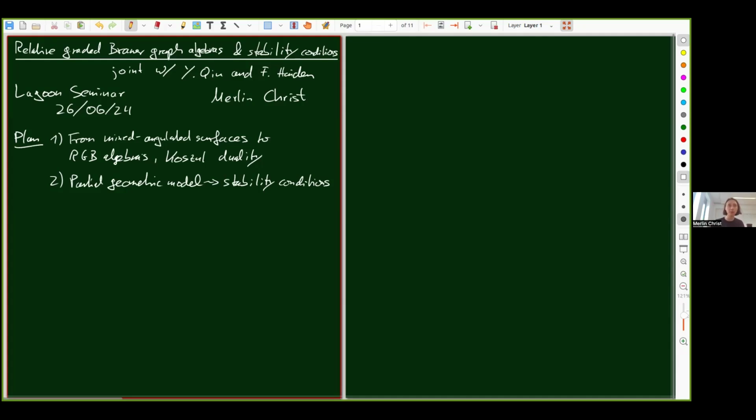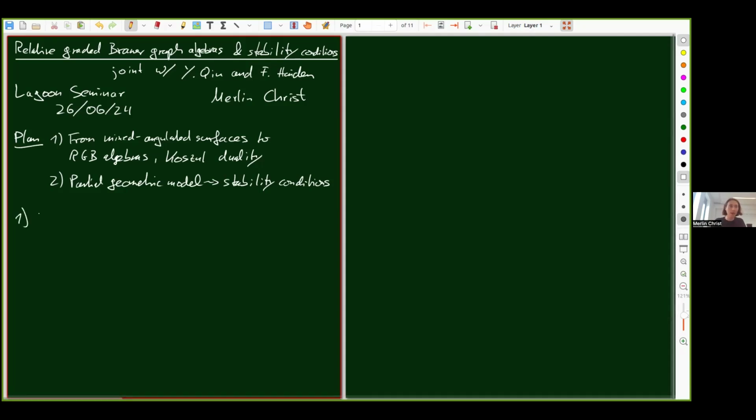And then in the second part, I'll mention that there's a partial geometric model for these categories and how one gets from this to describing the space of stability conditions on these categories in terms of quadratic differentials. Right. And if there are any questions during the talk, feel free to interrupt me at any point.